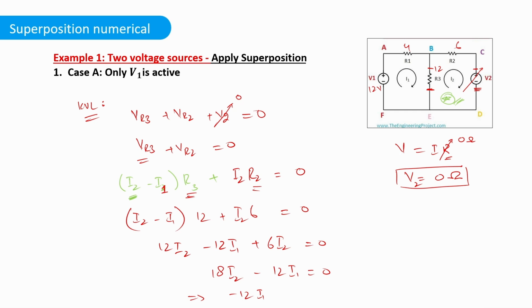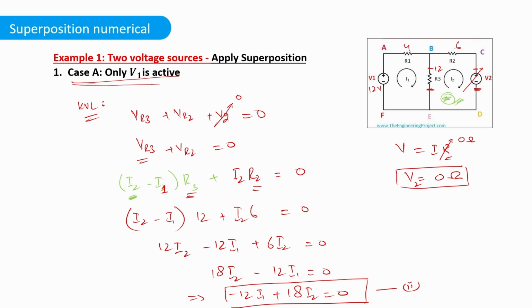So I just want to be consistent with that. So minus 12 I1 plus 18 I2 equal to 0. So this is my second equation. Okay. So this second equation is actually for the first case. Remember that this is for the first case where only V1 is active.